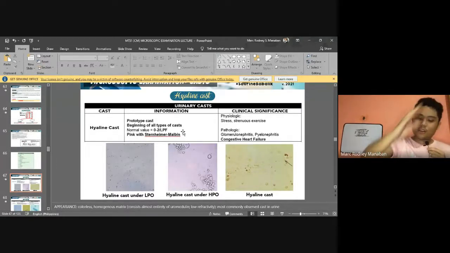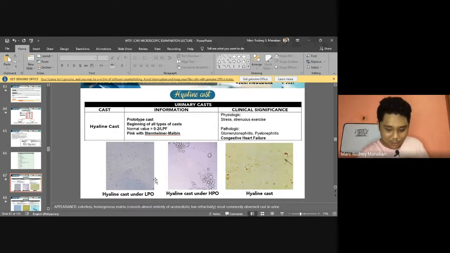Okay, all right. But take note, dears, where else can it be seen? Congestive heart failure. For congestive heart failure, it's possible that there is already disruption in your protein balance. There's fluid build up and all that, which can contribute to the formation of cast. Now take note, dears, in the picture, it's not very clear.